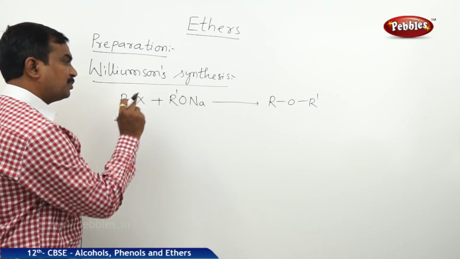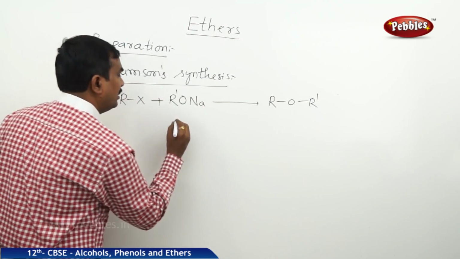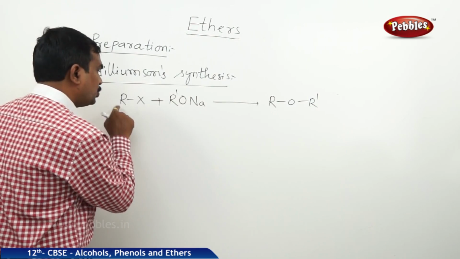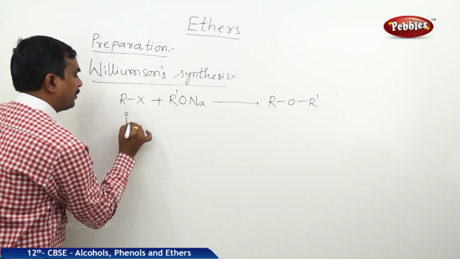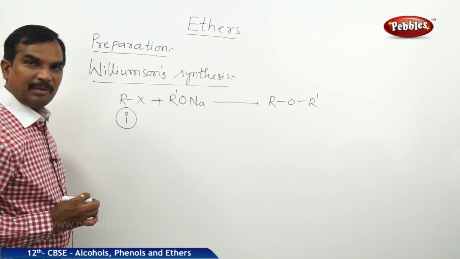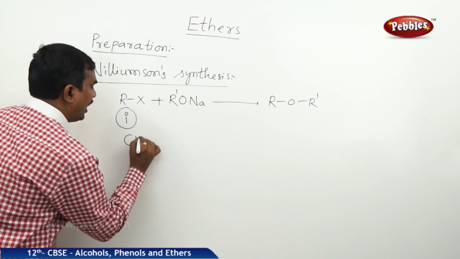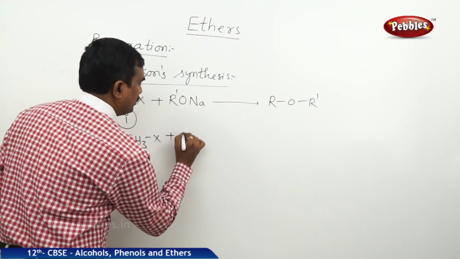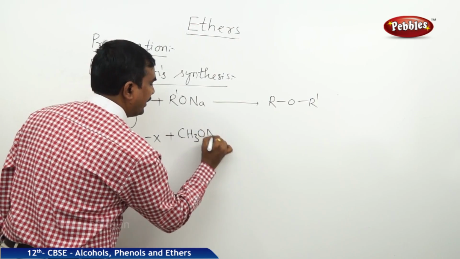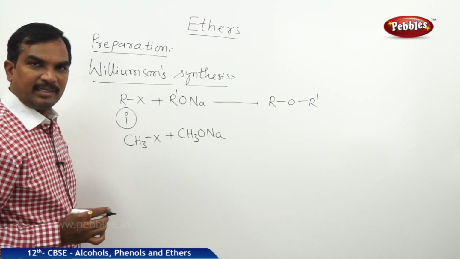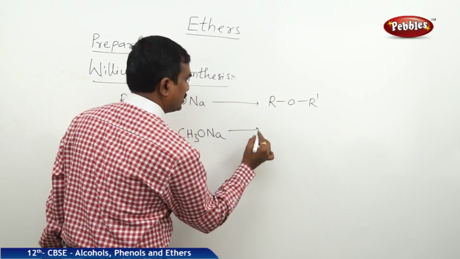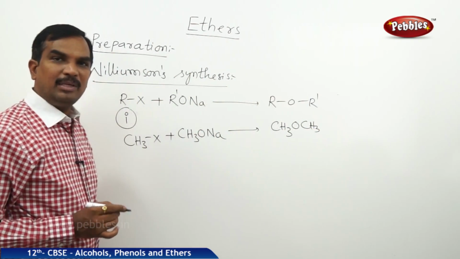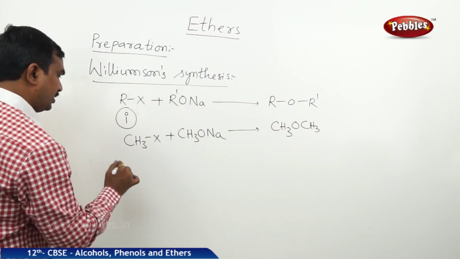Generally the alkoxide we are using can be primary, secondary or tertiary, but the alkyl halide must be primary. If you take, for example, methyl halide CH3X and sodium methoxide CH3ONa, we will get the product CH3OCH3, methoxymethane.